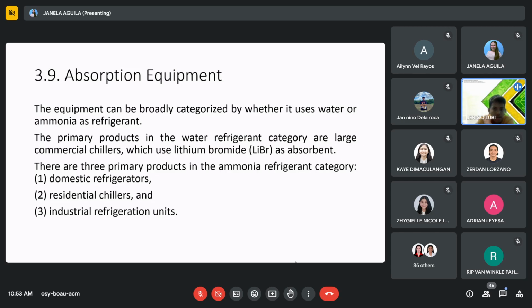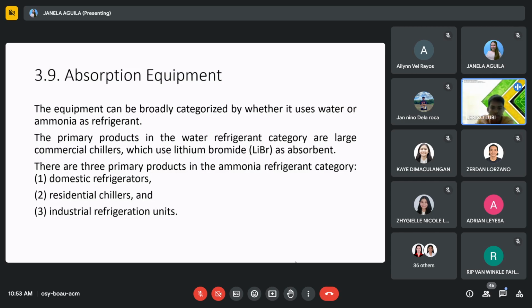Bale, merong dalawang klase ang absorption equipment based sa refrigerant na ginagamit. Yun ay ang water-based at ammonia-based. Sa water-based, ang main product ay ang mga large commercial chillers. Ang mga chillers na ito ay may substance na tinatawag na lithium bromide. Ito ay para i-absorb ang refrigerant. Kapag po na-absorb na ng lithium bromide ang refrigerant, magkakaroon po ito ng cooling effect.